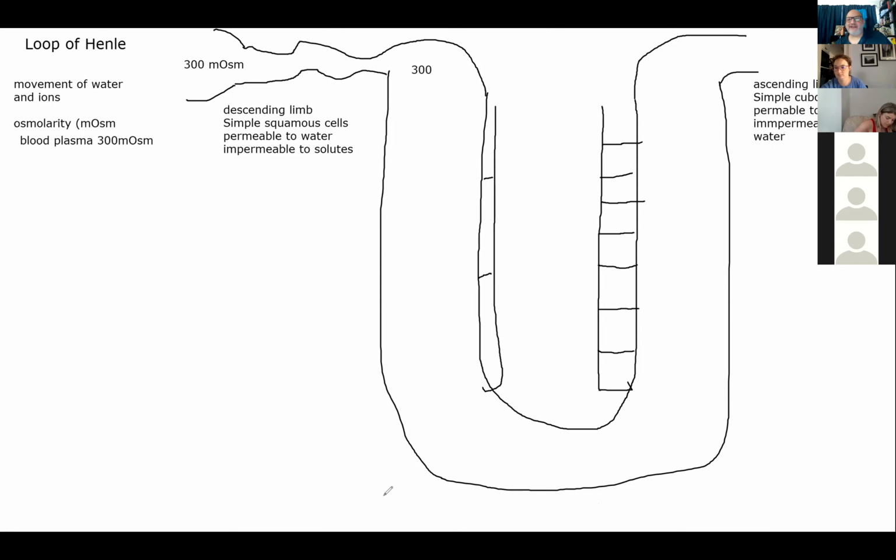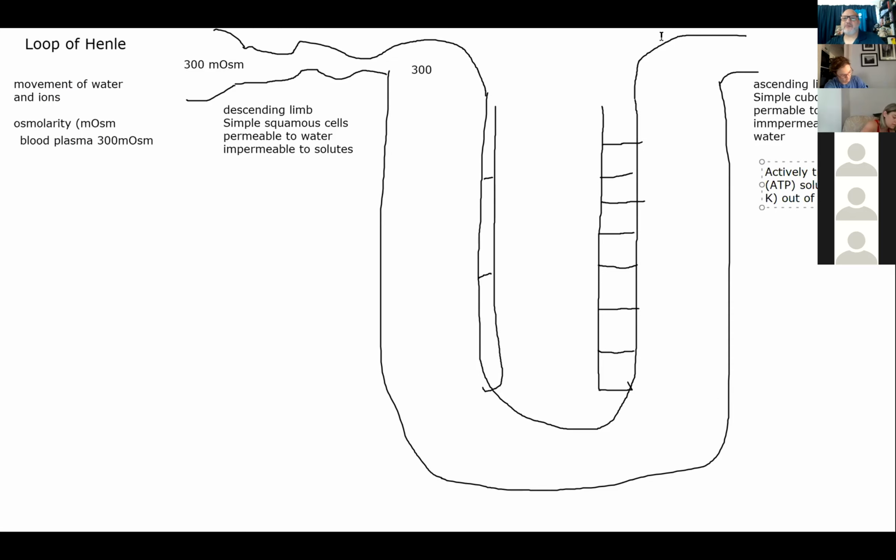But I don't want to start here in the descending limb. I actually want to start here in the ascending limb and talk about what's happening over here in the ascending limb. As I mentioned, our ascending limb is impermeable to water, but we are going to be actively transporting. So of course, actively transporting means using ATP. Our solutes, and that's primarily sodium, chloride, and to a lesser extent, potassium, out of the filtrate.